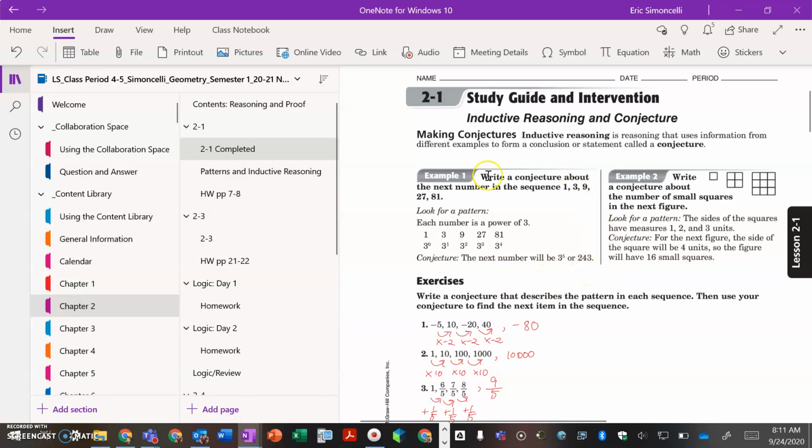Again, we took specific information and put it into a general case, of which you can see right here, each number raised to the power of 3. So there's your conjecture.